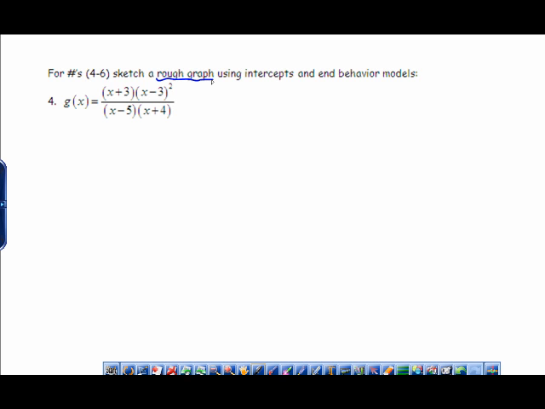All right, so first thing, are there any holes in this graph? Are there any terms that cancel? No. Okay, so let's move on to vertical asymptotes. x equals. If you look at this denominator, I can see that x equals 5 is a vertical asymptote, and x equals -4 is another one. All right, horizontal or slant? The numerator's degree is higher than the denominator's degree. The numerator's degree is going to turn out to be cubic, or 3.